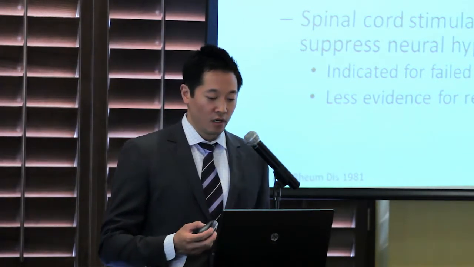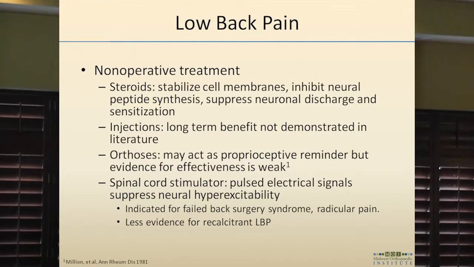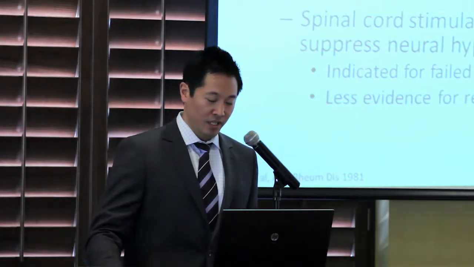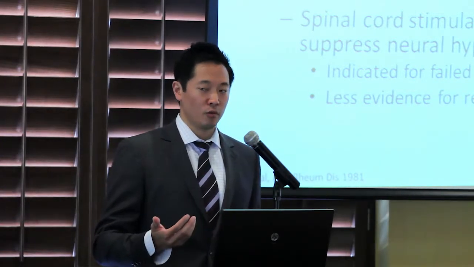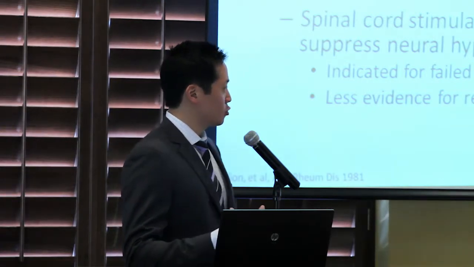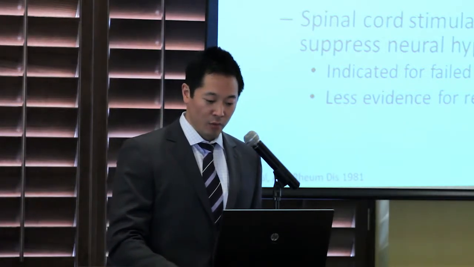Other things that patients often end up being diagnosed and treated with are orthoses, so braces, but there's very weak evidence for that. And for recalcitrant patients, a spinal cord stimulator, which essentially sends electrical signals that override what the spinal cord otherwise would be sending to the brain. This is more indicated for patients with failed back surgery or with radicular pain, but it's also used in patients with unresponsive low back pain.